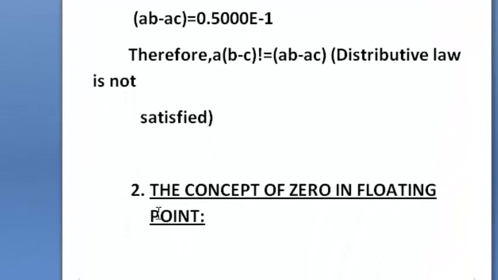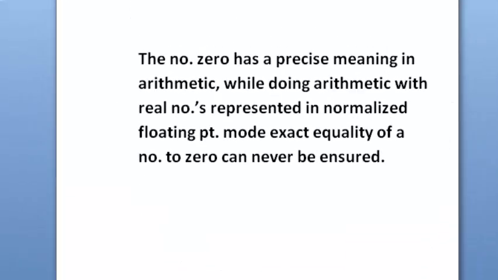Now, the second consequence of floating point representation is the concept of zero in floating point. The number 0, as we all know, has a precise meaning in arithmetic. While doing arithmetic with real numbers represented in normalized floating point mode, exact equality of a number to 0 can never be ensured. For example, if we equate 0.0004 with 0, the answer would be incorrect because there will be a loss of a significant digit, which is 4.